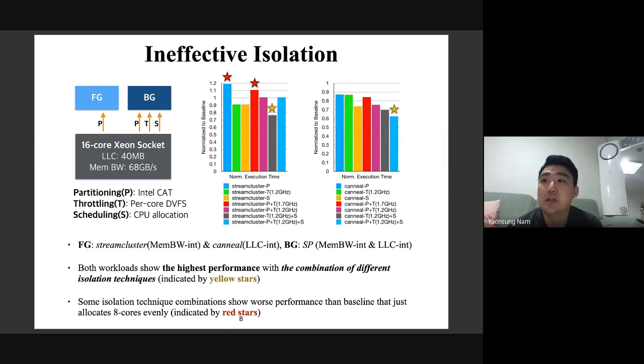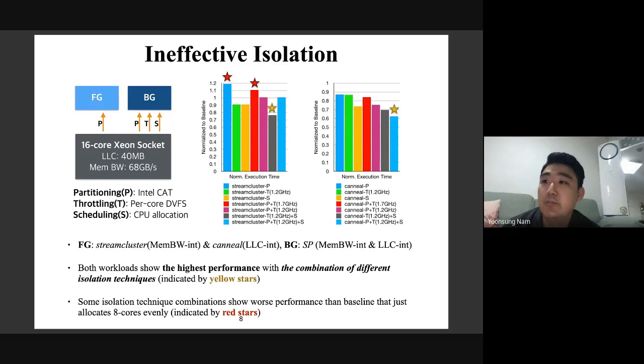Using some isolation techniques, we conducted some experiments. We co-located streamcluster and canneal as the foreground and used SP, which is a highly memory-intensive one, as the background one. And we ran them on a 16-core socket. We statically used multiple isolation techniques to show which combination is the best one. In this experiment, we used hardware cache partitioning, per-core DVFS, and CPU allocation.